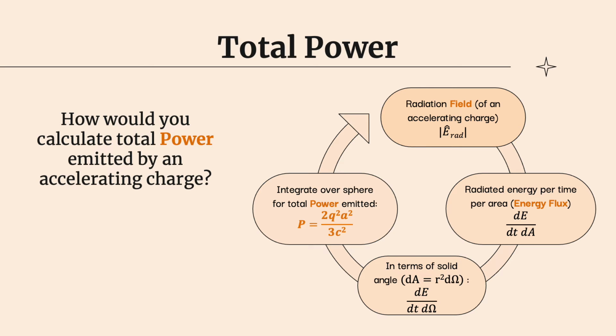The total emitted power by an accelerated charge can be found in a similar way in one further step. We just have an additional task of integrating over solid angle to eliminate that dependence. And we are left with energy per unit time, which are the units of power.